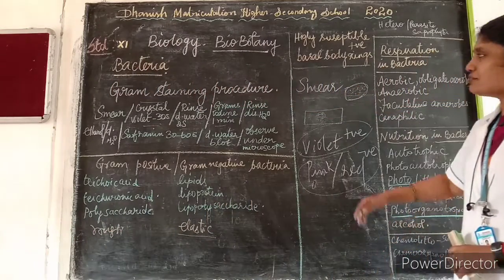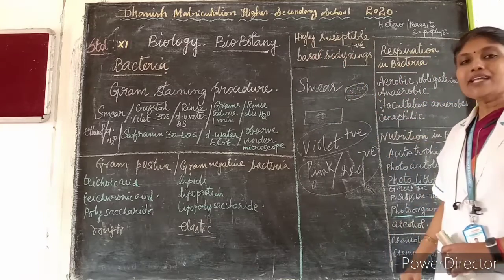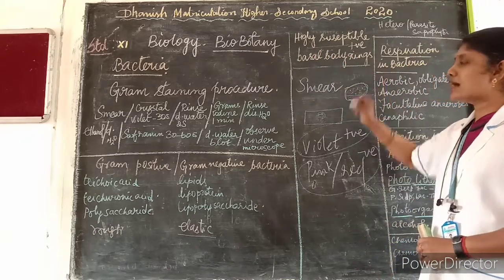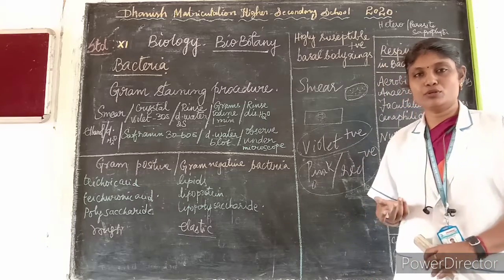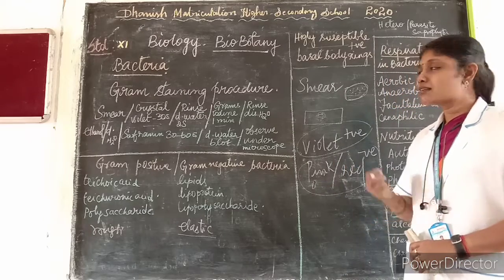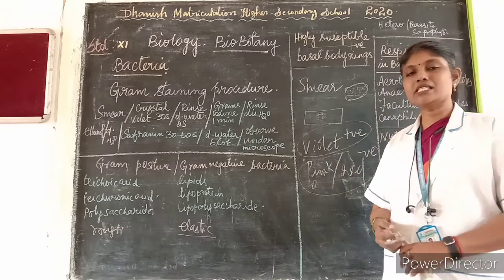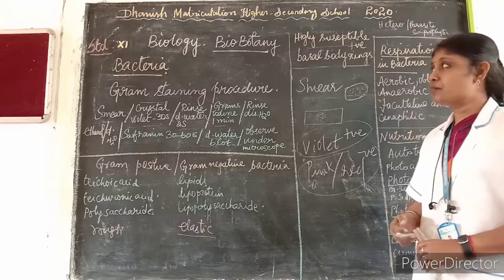Then what are the other differences? Gram-positive bacteria are highly susceptible to antibiotics. They are easily affected by penicillin. Then low susceptibility is seen in the case of gram-negative bacteria.